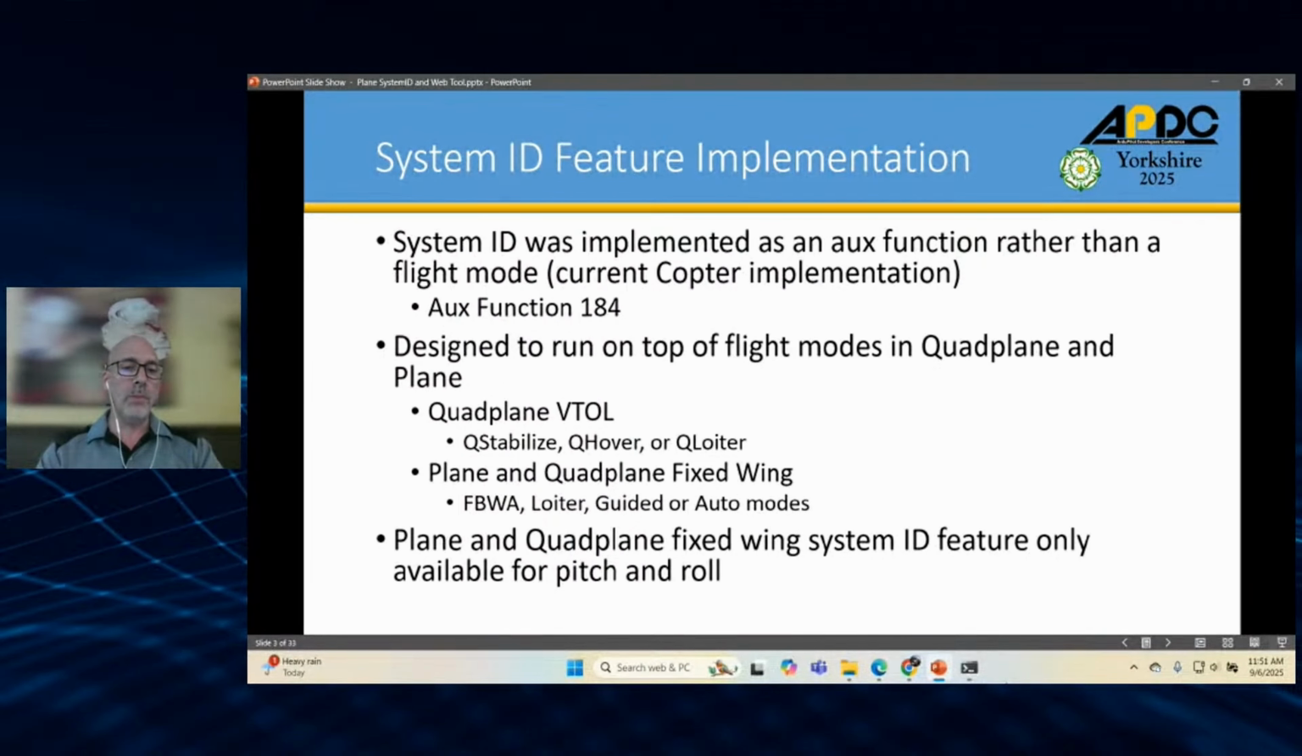So for plane and quad plane in fixed wing flight, the System ID feature is only available for pitch and roll. It was felt that yaw wasn't as necessary for the fixed wing flight modes, and so basically that's all we've implemented.